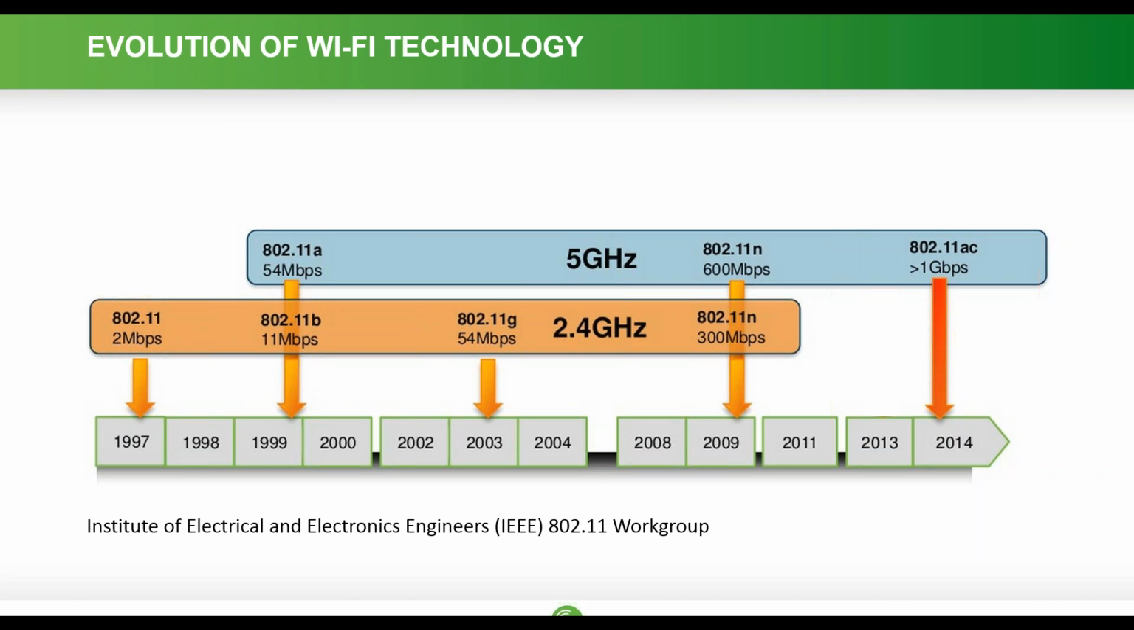But now we are in the transition point between two mainstream technologies, wireless N being in the decline as a mainstream technology, and wireless AC being on the rise.